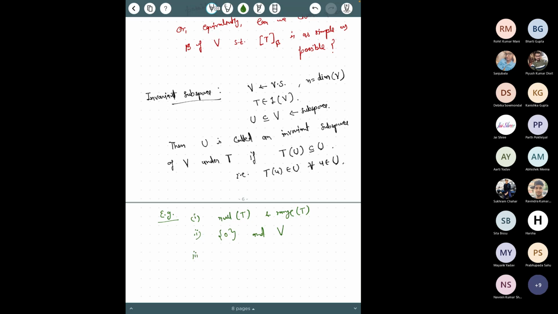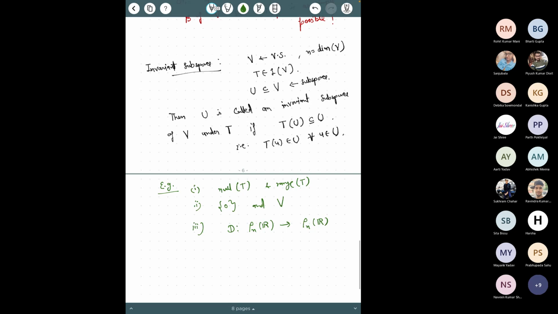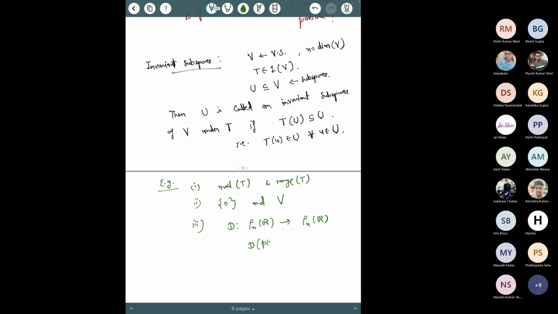Let us take one more example. Let us look at this linear transformation from P_n(R) to P_n(R). So this is the set of all polynomial functions of degree less than or equal to n, and D is the differential operator. That means if you take any polynomial here, it goes to its derivative. Okay. Then can you tell me an invariant subspace for this?